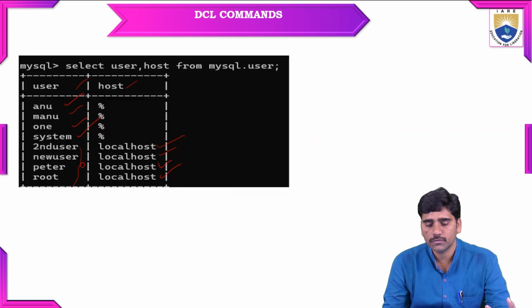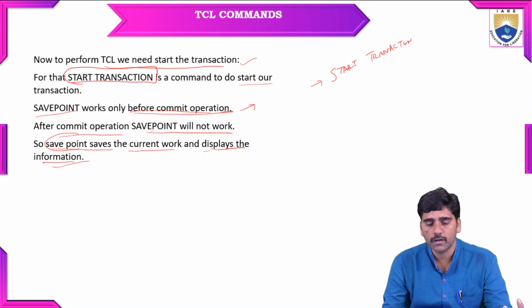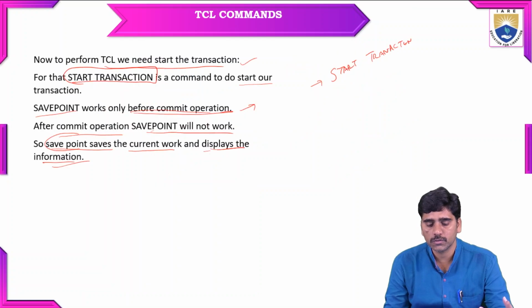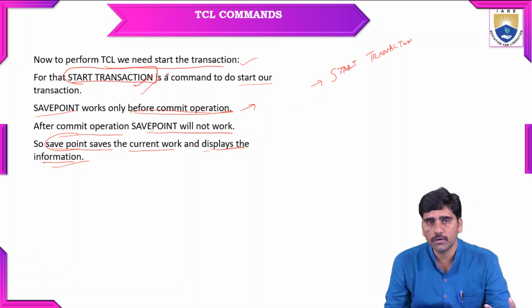So here the first one is what? Transaction control language. So to do these operations, what we need to do? To do commit, to do rollback, to do save point, we need to create what? Table. We need to create tables. So after creating the tables, after inserting the data only, we can perform the commit, rollback, save point operation. So to perform these three operations, we need to start the transaction immediately. We need to start the transactions only.